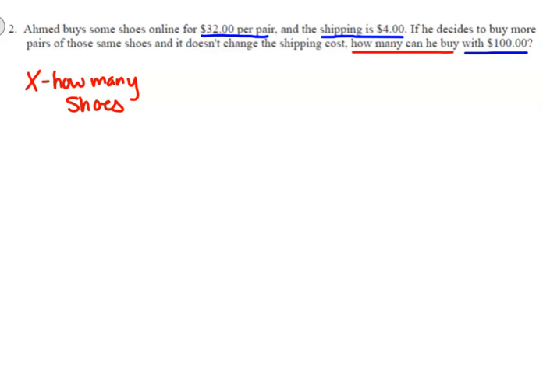So if it's $32 per pair, $32 times how many shoes he's buying, plus the $4 shipping, which they said is not changing, so it's only $4. And so that's going to equal his $100 budget. So now I have my equation, now I can solve it.